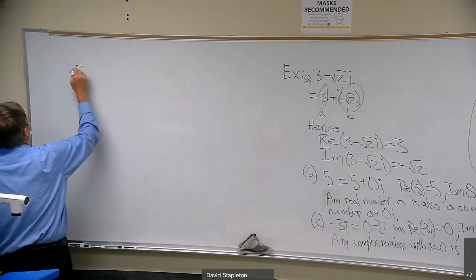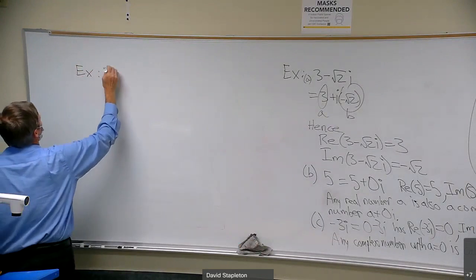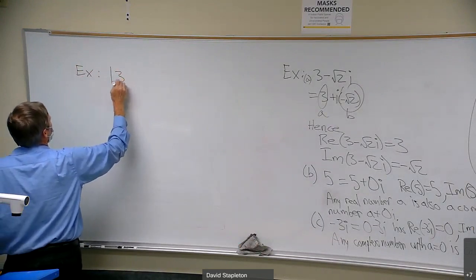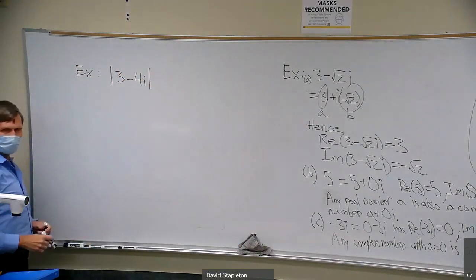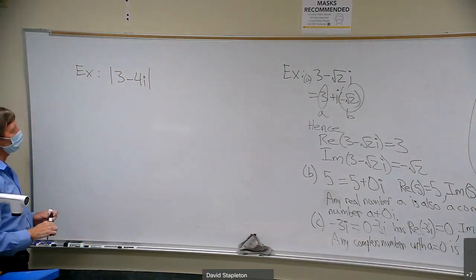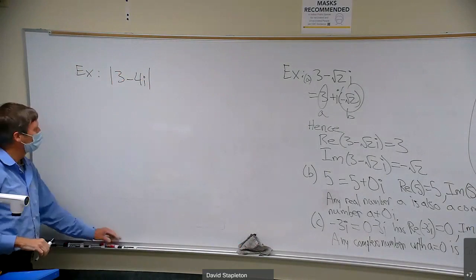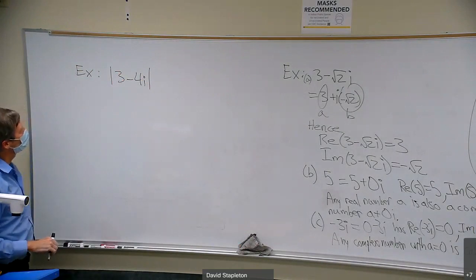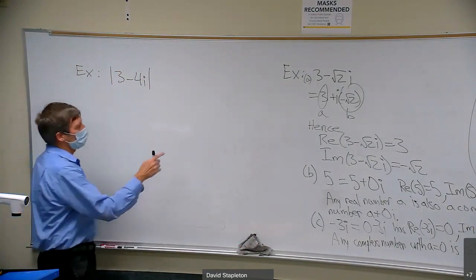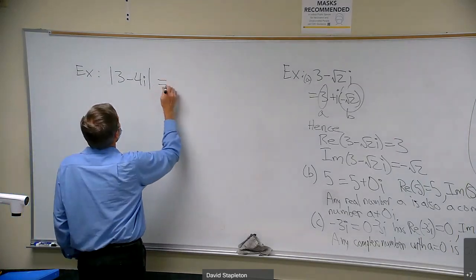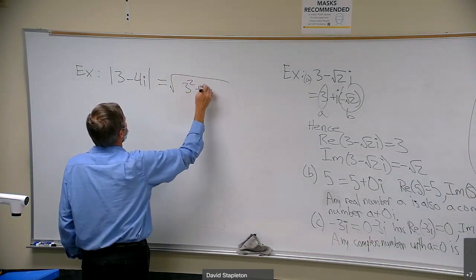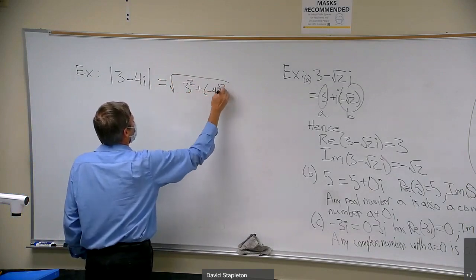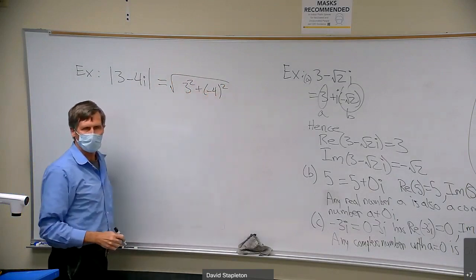Here's an interesting example. What is the absolute value of 3 minus 4i? This is the first problem in your homework for this section, is compute some absolute values. According to our definition here, it's the square root of a squared plus b squared, which is 3 squared plus minus 4 squared.